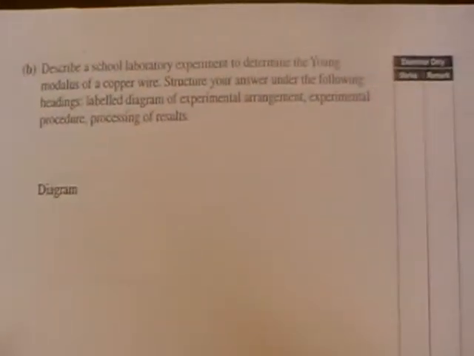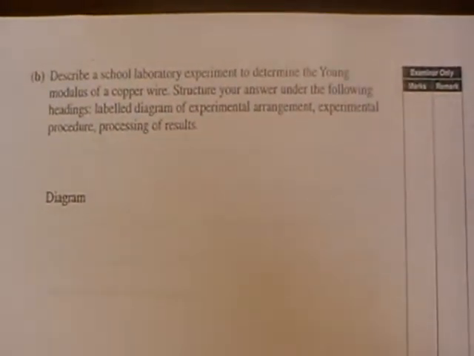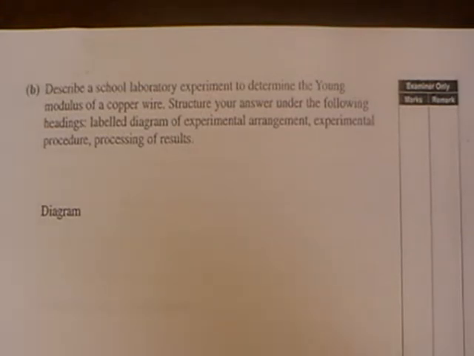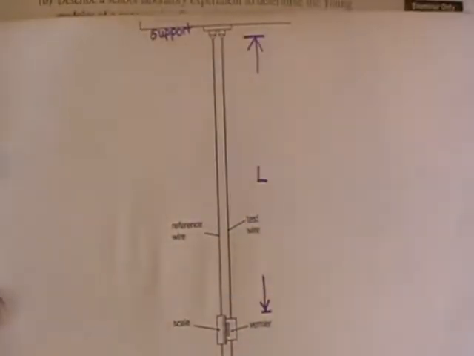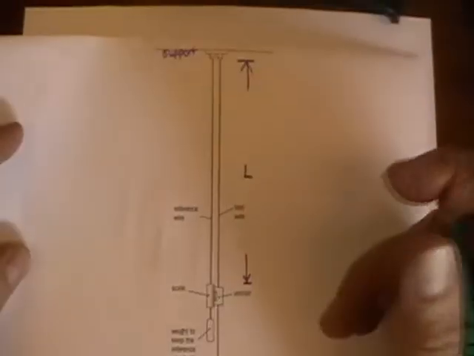Part B of the question. Describe a school lab's experiment to determine the Young modulus of a copper wire. Structure your answer under the following headings: label diagram of experimental arrangement, experimental procedure and processing of results. So this is a diagram that you must learn, and I'm going back to the diagram that we have in the front cover of your booklet.